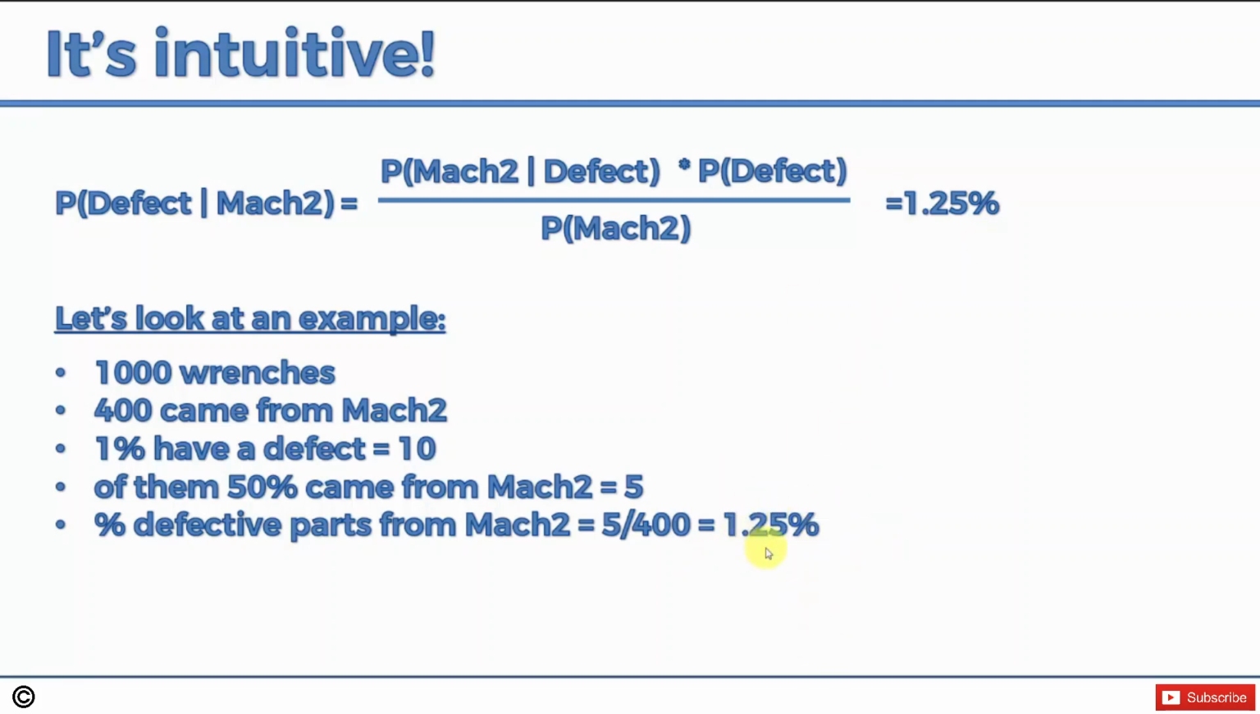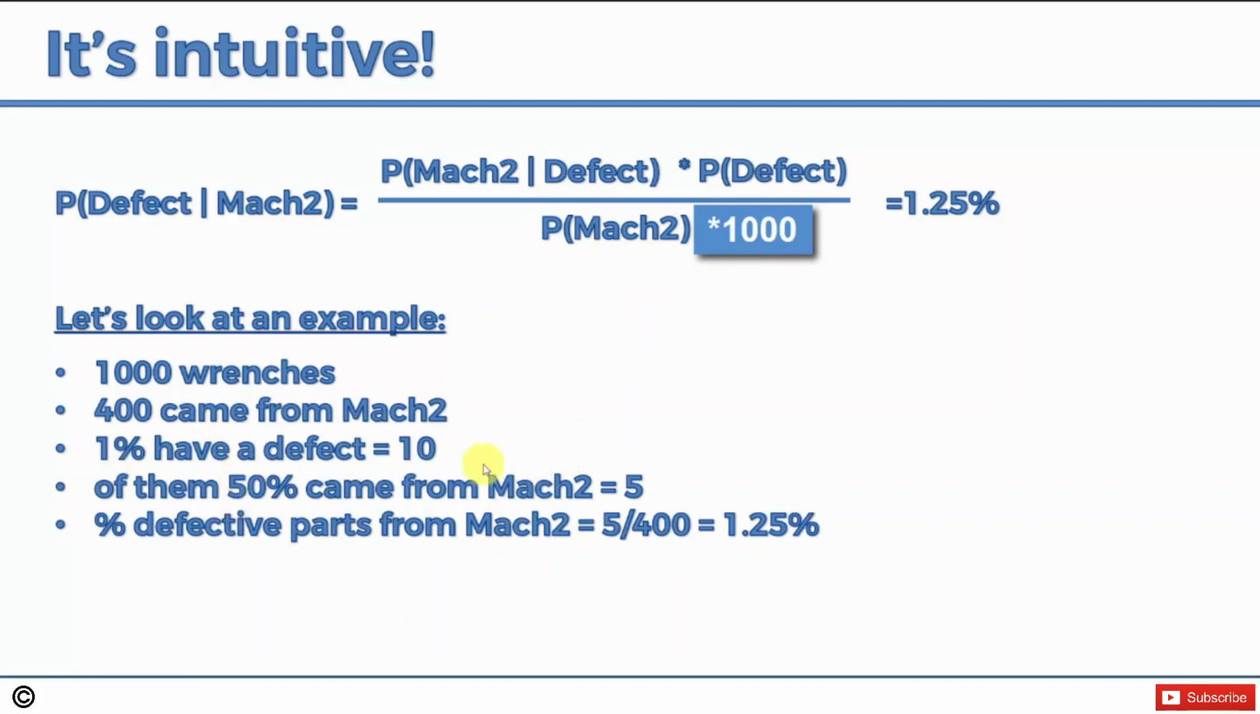Not only do we get the same answer, we actually did exactly the same process. If you think through what we did here, we performed exactly the same process. We had 1,000 wrenches, right? And then we turned that into 400. So we multiplied 1,000 wrenches by 40%, which is the probability of a part coming from machine 2. So this is our denominator, right? So instead of the probability of machine 2, what we just did, this 400 is P of machine 2 times 1,000, right? So we have P of machine 2 times 1,000 in the denominator instead of just P of machine 2 in what we're doing here, right?